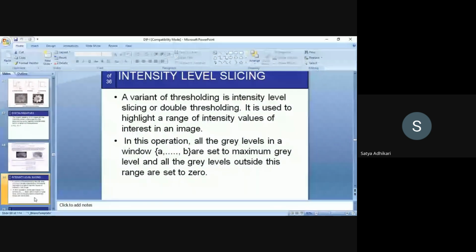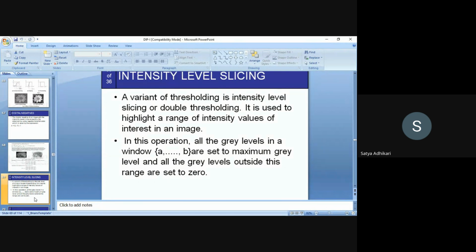Intensity level slicing. A variant of thresholding is intensity level slicing, which is double thresholding. It is used to highlight a range of intensity values of interest. If you compare with thresholding, thresholding is associated with a fixed value. In a previous example, please recall we took 128, but in this operation we have to take a range value.